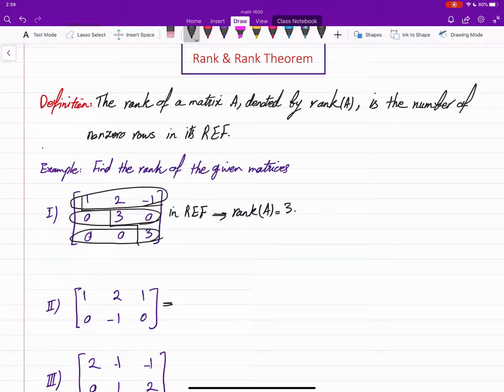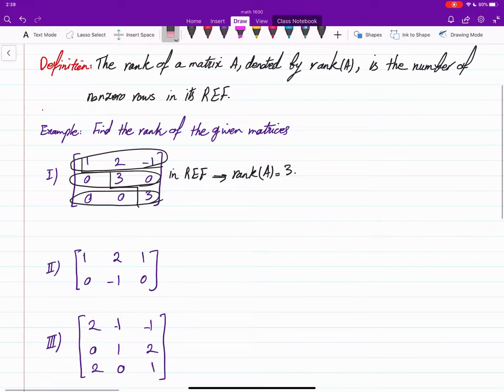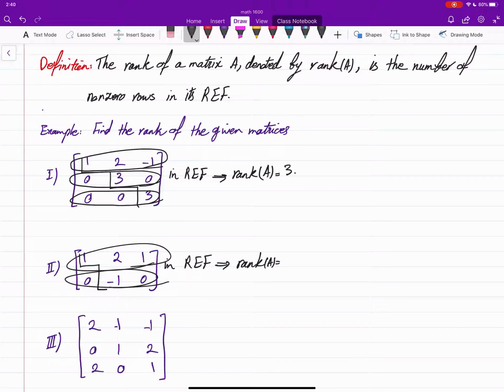How about this other one? Well, okay, so is it in row echelon form? Why am I asking if it is in row echelon form? Because if it is not, we have to reduce it to row echelon form and then count the number of non-zero rows. Here, this matrix is in row echelon form. As a result, the rank of A is equal to the number of non-zero rows, which is 2.